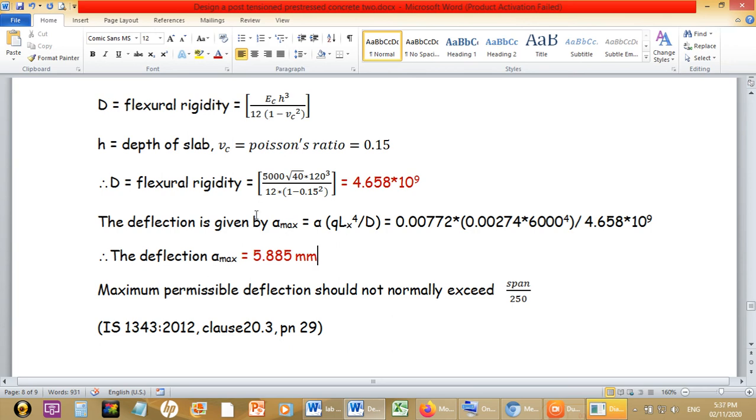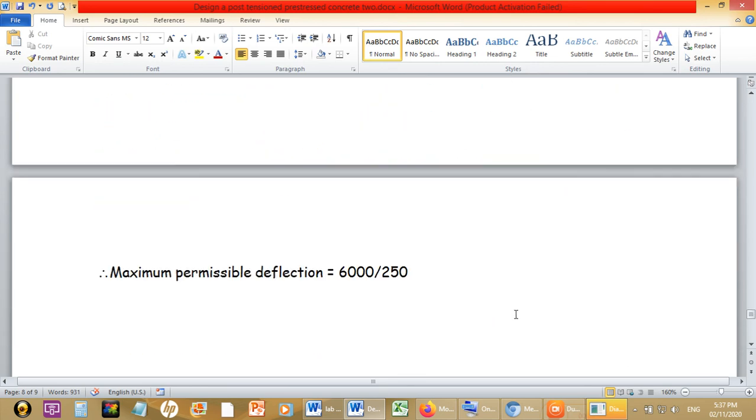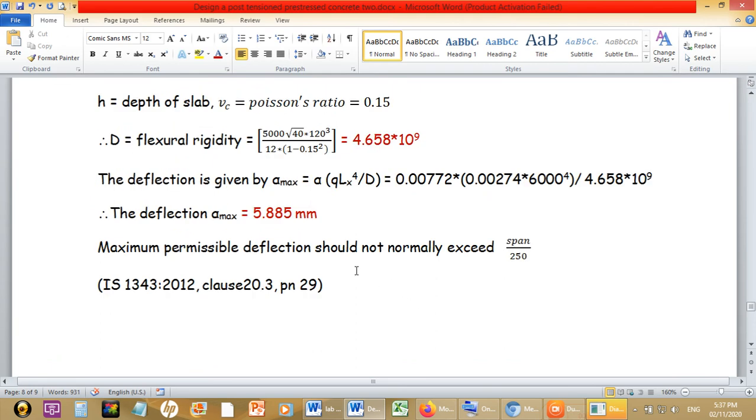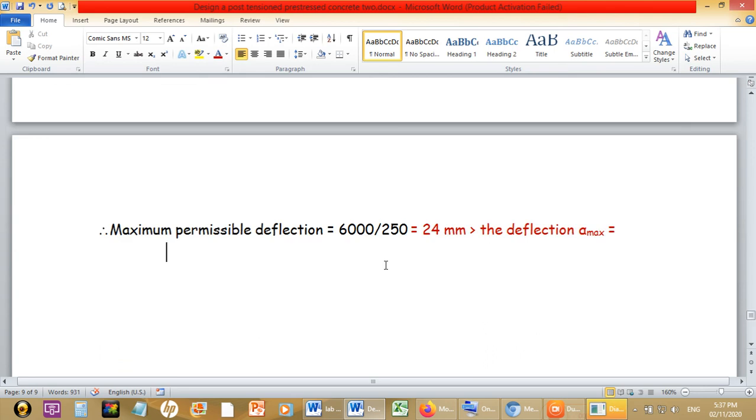Now we are going to compare this deflection with the maximum permissible deflection. What is the maximum permissible deflection? As per IS 1343 2012, clause 20.3, page number 29, it is span divided by 250. So span is 6 meter divided by 250, the answer is 24 mm. So the maximum permissible deflection is 24 mm, and our actual deflection according to the Timoshenko formula is 5.885 mm.